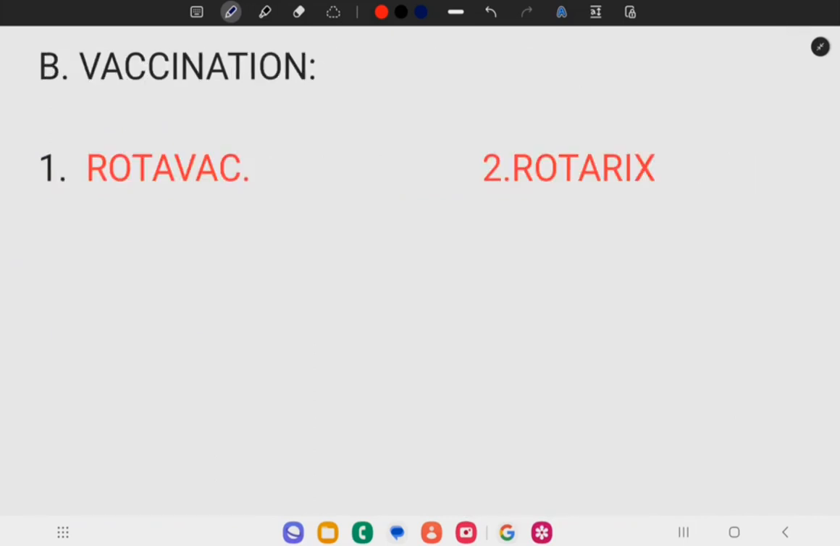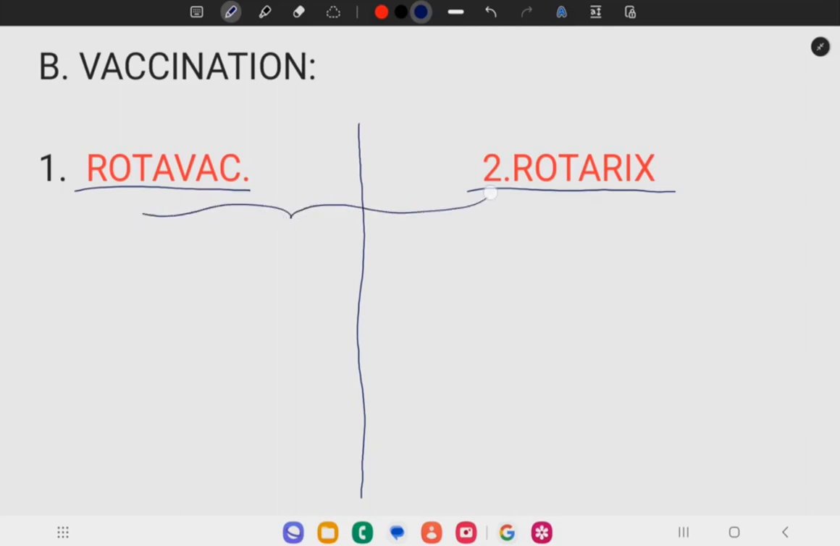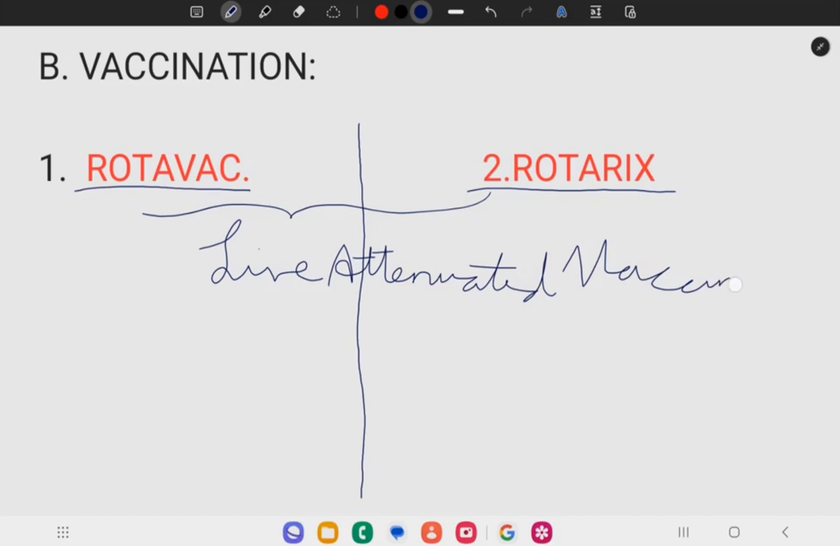There are two brands of vaccine available against rotavirus. One is Rotavac and another is Rotarix. Both are live attenuated vaccines. Live attenuated vaccine means live attenuated organism is used in the vaccine.